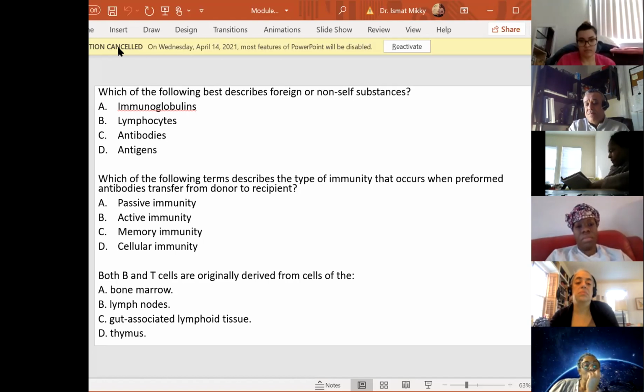Which of the following best describes foreign or non-self substances as antigen? Good. Next, I'll take the second. Which of the following terms describe the type of immunity that occurs when preformed antibodies transfer from donor to recipient? I would say passive immunity. Mm-hmm. Next.